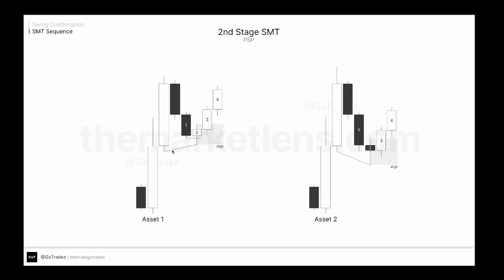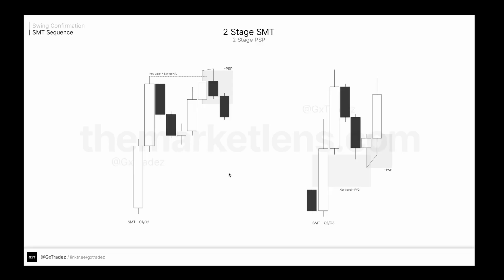Here's the same thing, but your first stage SMT is within a gap, right? This is that sequence where you don't have key level SMT, but you do have PSP and a SMT between swing points, right? This is a very good confirmation as well. Here's with the high and low. Here's with a gap.